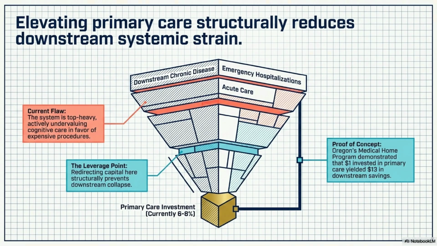Structural reform isn't just about who pays, it's also about where care happens. Increasing investment in primary care structurally reduces downstream strain on the rest of the system. Think of it as an inverted pyramid. Strengthening the foundation of primary care relieves pressure on emergency rooms, specialists, and hospitals further up the chain.